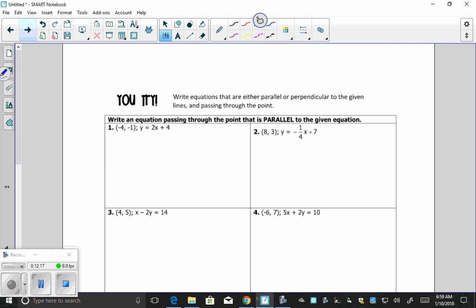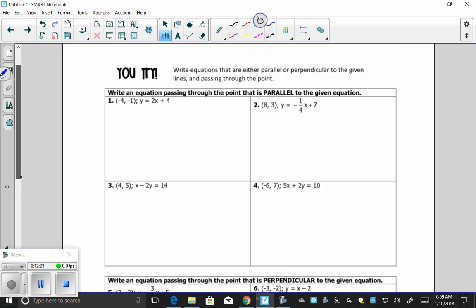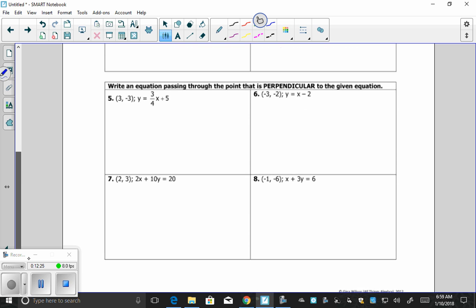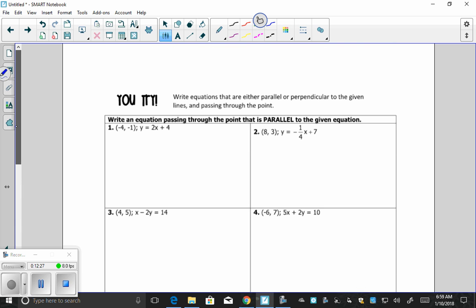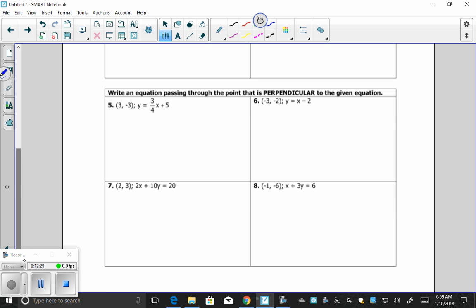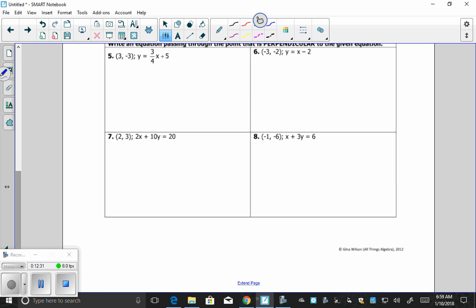So if you look at the back of your page, these are some problems I want you to try to do on your own. If you have questions, please let me know. It's 8 problems, and when you get done, I want to see your paper. And if you have any other questions, please come back and see me.